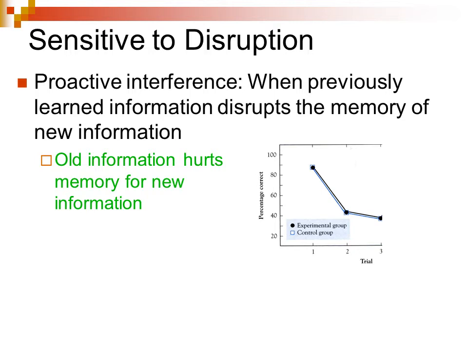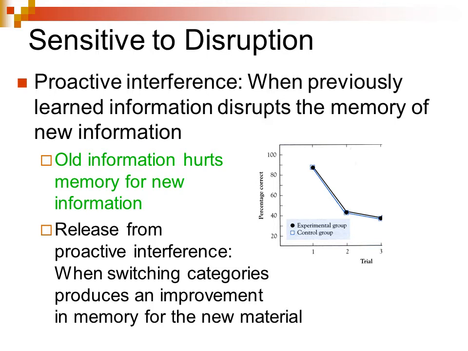Now, in this study, Wickens also demonstrated something called release from proactive interference, which is when switching categories produces an improvement in memory for the new material. You can see on the graph that there are 2 groups, the experimental group and the control group. After learning and recalling the first 3 lists, both groups were then given a 4th list of items to learn. The participants in the control group learned items from the same category, so in this example they would be given another list of 3 fruits to remember. The participants in the experimental group, on the other hand, were given a list of items from a different category, like 3 professions, let's say teacher, architect, and salesman.